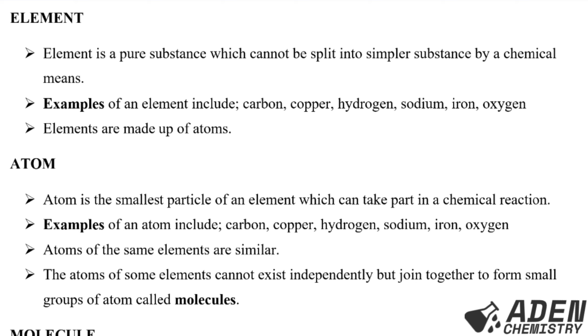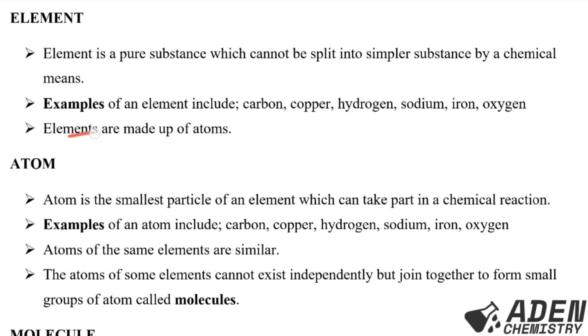What is an element? An element is a pure substance which cannot be split into simpler substances by chemical means. Examples of an element include carbon, copper, hydrogen, sodium, iron, oxygen, and many others. Elements are very many, so we cannot write all of them. You have to know some examples of elements.